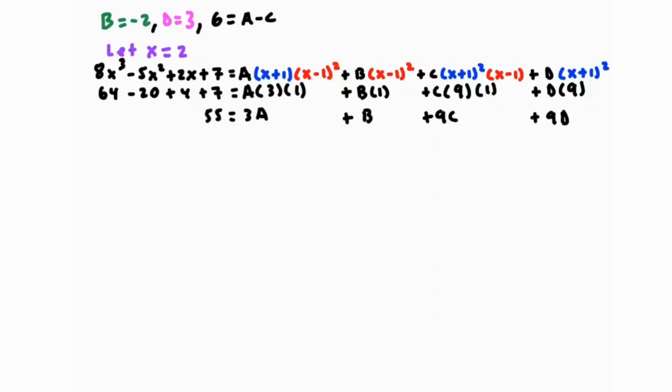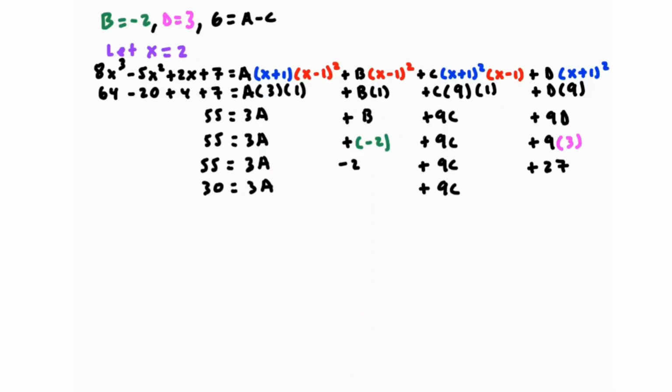This will simplify down to 55 equals 3A plus B plus 9C plus 9D. We'll use B equals negative 2 and D equals 3 that we found earlier. Substitute this in and simplify. Simplify some more and then add or subtract on both sides. We get 30 equals 3A plus 9C. Since everything is divisible by 3, let's divide by 3. So we get 10 equals A plus 3C.